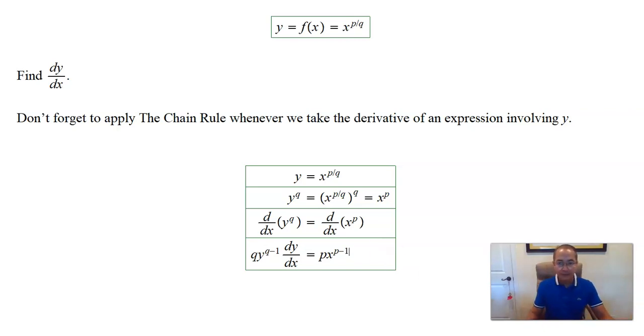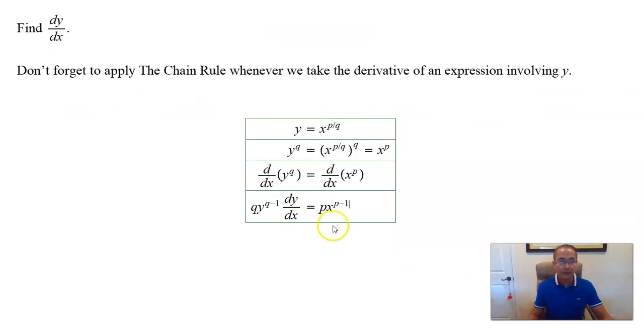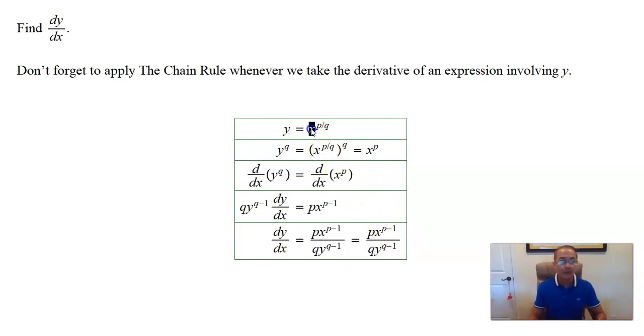Great. So we can now solve for dy by dx, isolate it. dy by dx is what you have on the right side, which we will divide by what appears on the left side beside dy by dx, which is this. All right, awesome. But wait a minute, this has both x and y in it. So we can get rid of the y because y is just x to the power p over q. So let us do the replacement. Replace y with x to the power p over q.